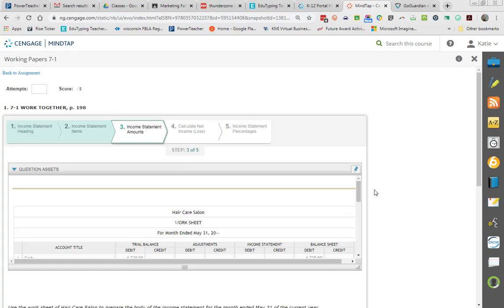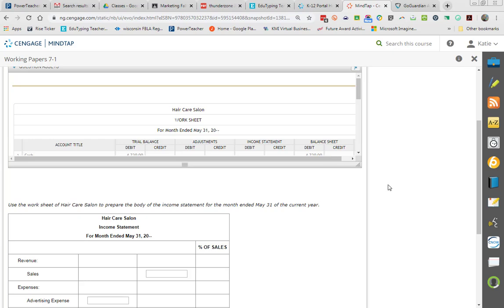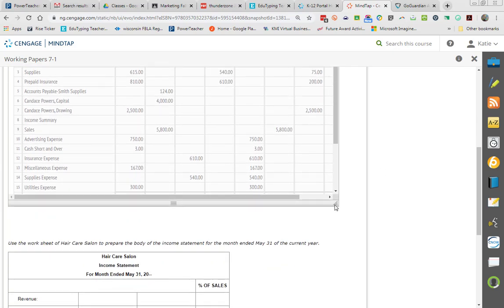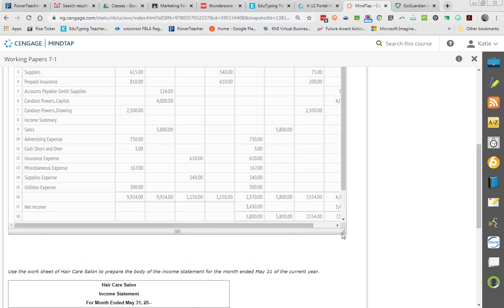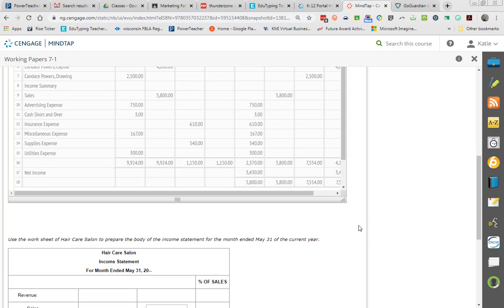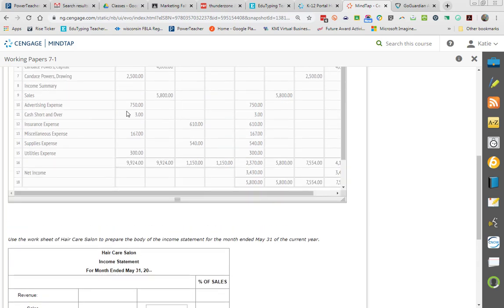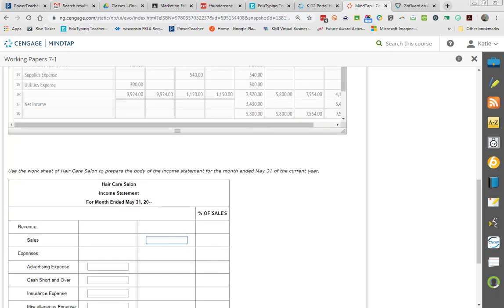Now, part three, we're actually going to take our numbers from our worksheet, and I'm just going to drag mine down a little bit because I don't have as big of a monitor as you guys do. It says, use the worksheet of Hair Care Salon to fill in the body section of the income statement. So right here, it says revenue is sales. Notice it has a spot on the right column for the amount of revenue. So I look up at my worksheet, and it has revenue of $5,800. So I'm going to put that on the right-hand side.